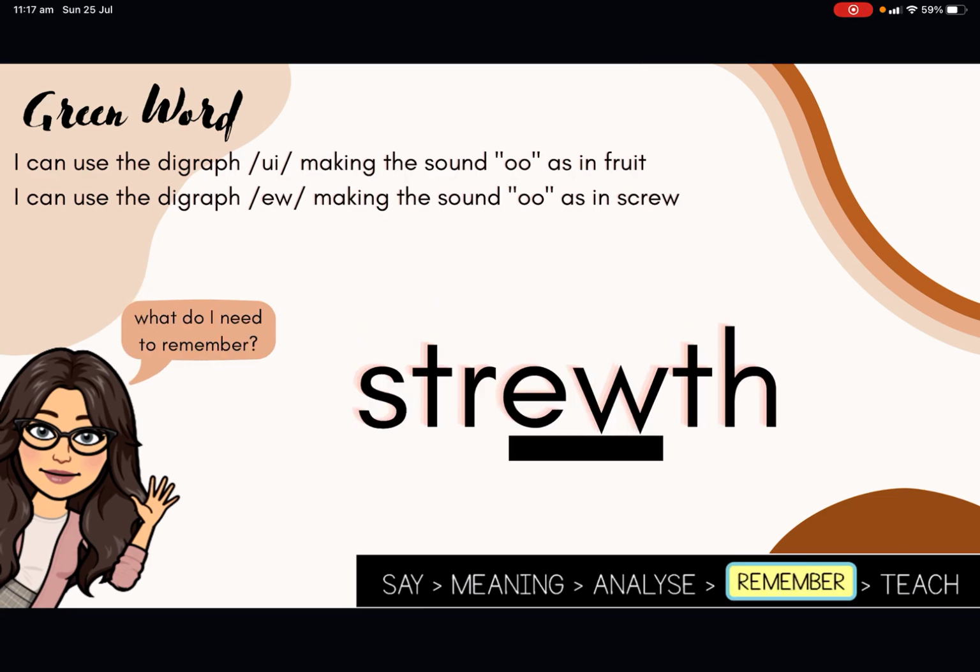Okay, what part of this word do you need to remember? I've underlined the digraph EW, which is making the oo sound, as that's our spelling focus for this week. However, perhaps you still need to remember that we say struth with the TH at the end, and it's not with the f sound. So perhaps you need to remember that the TH is making the th sound. Or maybe there's another part of the word that you need to remember, and that's okay too.